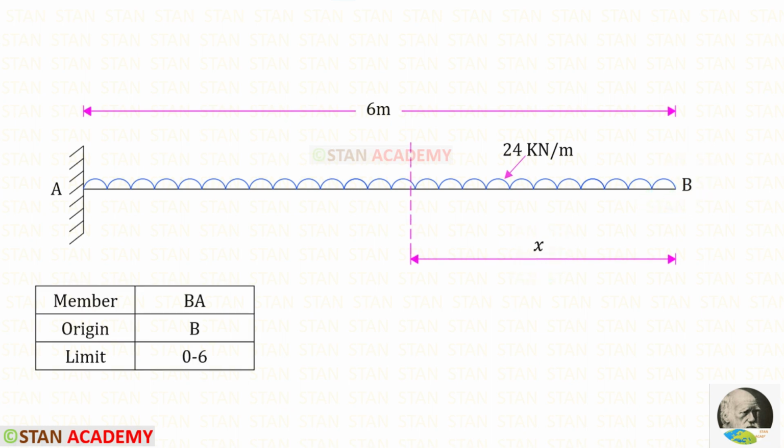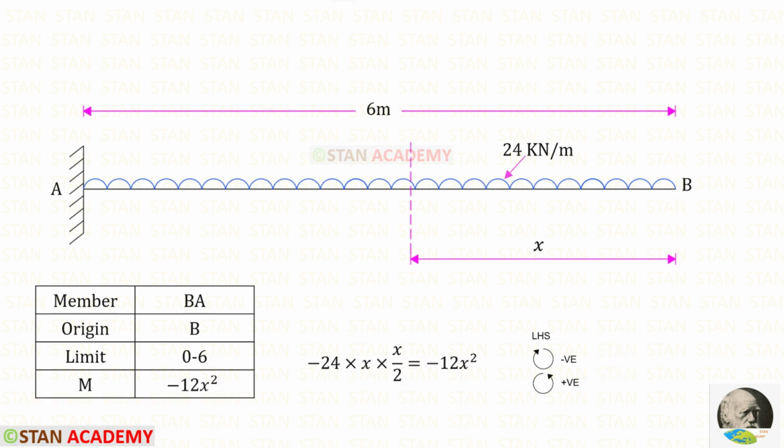Now let us make a table. In the table, first let us enter the members. We know that here there is only one member, that is BA. The origin of the section is the point B. The limit is 0 to 6. We are going to find the moments from the point B. In this case, we have to follow left-hand side rule. Clockwise will be negative and anti-clockwise will be positive.